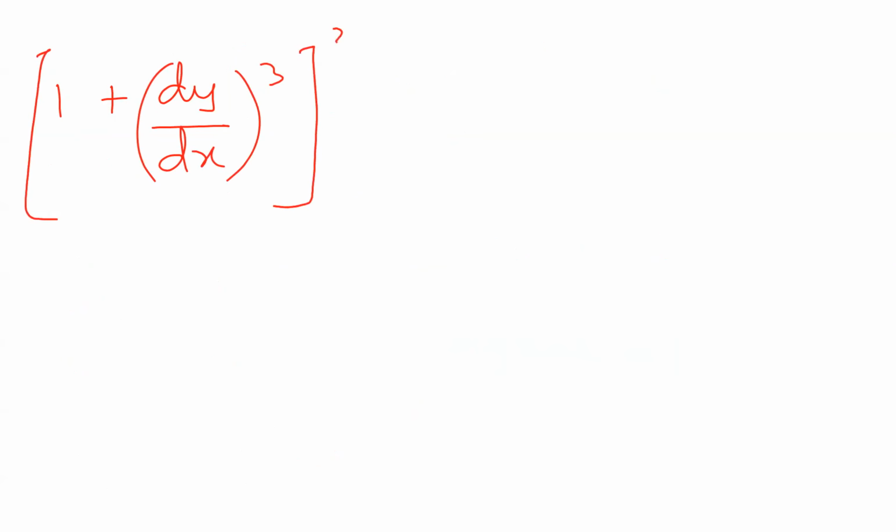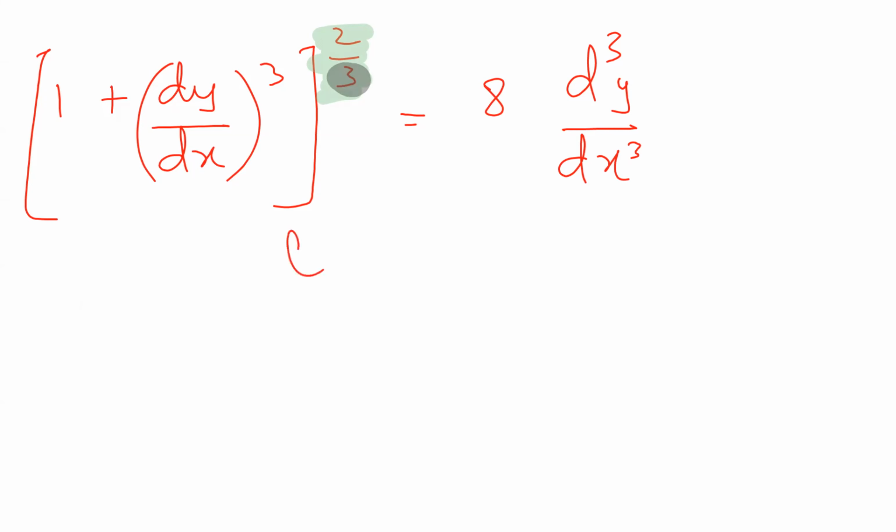1 plus dy by dx the whole cube, raised to 2 by 3, equal to 8 d cube y by dx cube. Now as we have discussed earlier, there shouldn't be any fractional index over here. So we'll take third power on both the sides, or we'll cube both the sides to eliminate this 3.